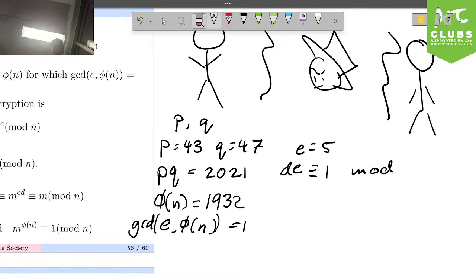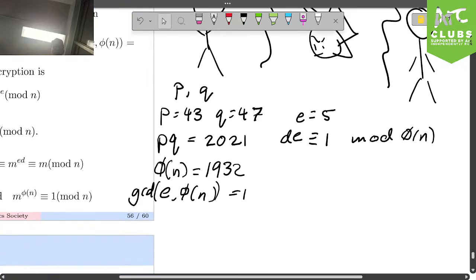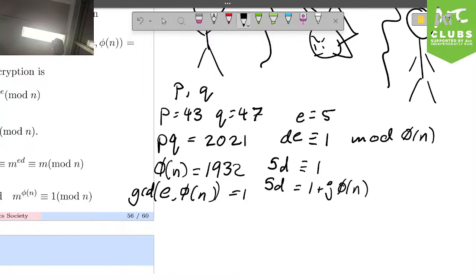So I take 5d, because my e is equal to 5, and it's equivalent to 1 mod 5n. Alright, so how do I do this? Well, I have to use the extended Euclidean algorithm. So let's just do that. 5d is equivalent to 1. That's the same as 5d is equal to 1 plus some multiple of 5n. But we know 5n, that was 1932. So it's equal to 1 plus 1932j.